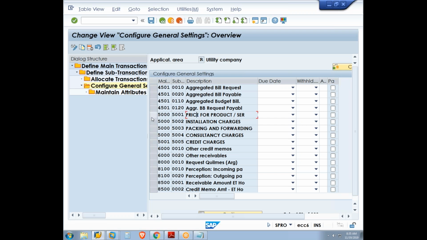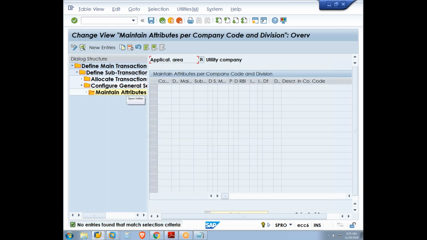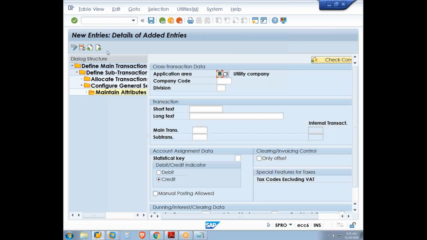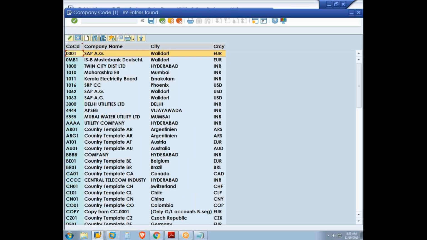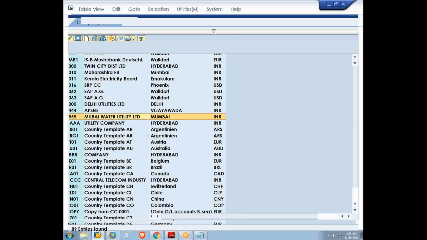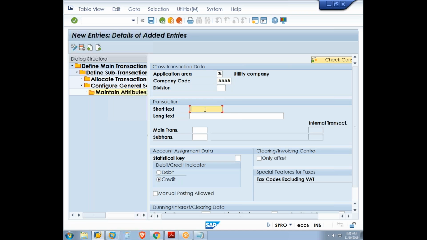Now let us take 5000, 5001, and then select maintain attributes for the company code and the division. Select here, then select new entry. So what is our company code? Our company code here is 5000. Okay, our company code is 555. Now division I'm not entering. Short text I'm saying is debit entry. So here I'll say debit entry. This is sundry receivable. Okay, I'm making it sundry receivable.